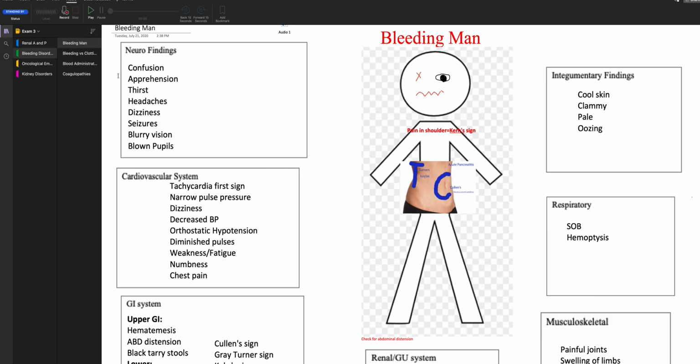Somebody with low perfusion is going to have thirst, dizziness, seizures if it's in the brain. If they're bleeding in the brain, they'll have a blown pupil on the same side, okay? They're going to be confused, have apprehension. Cardiovascular-wise, tachycardia is going to be the first sign, with a narrow pulse pressure, dizziness, orthostatic hypotension. You know all these things, okay?